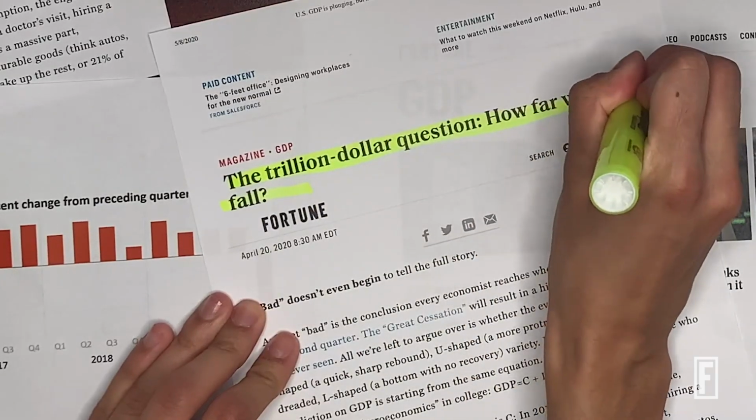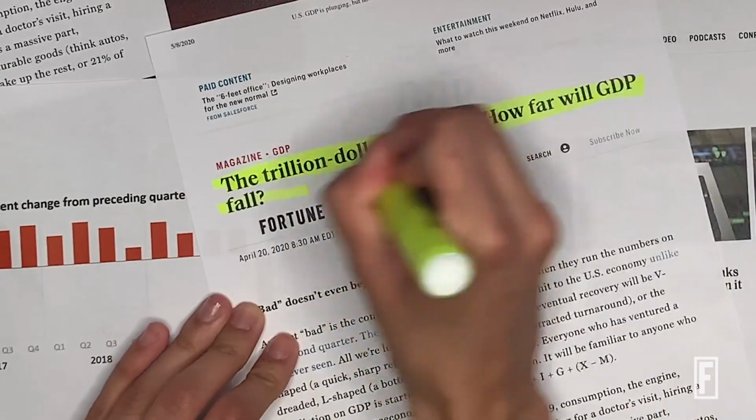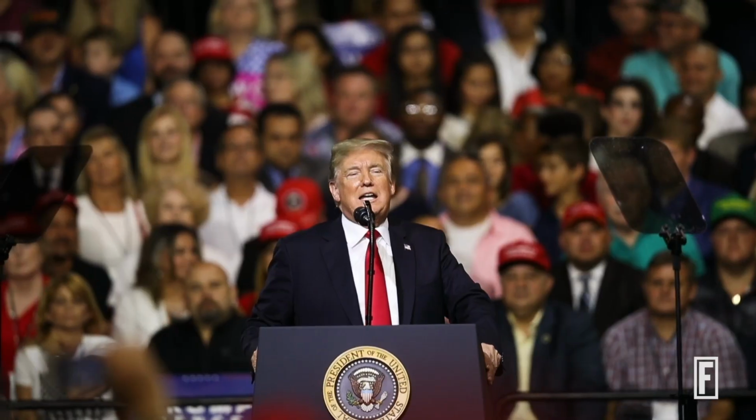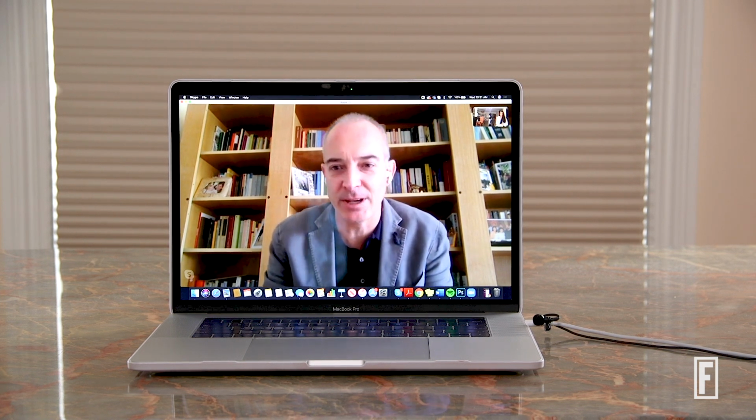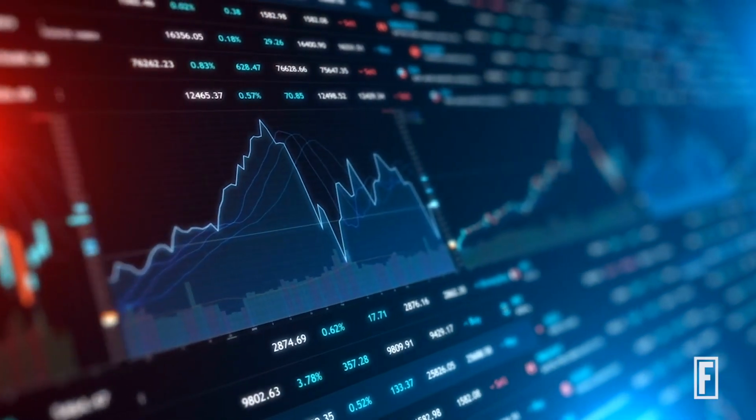So the trillion-dollar question that economists, business leaders, and politicians are trying to get their head around is, by how much will the economy shrink? In other words, by how much will the GDP fall? Let's hope it's only a $1 trillion question. It could be more than that.